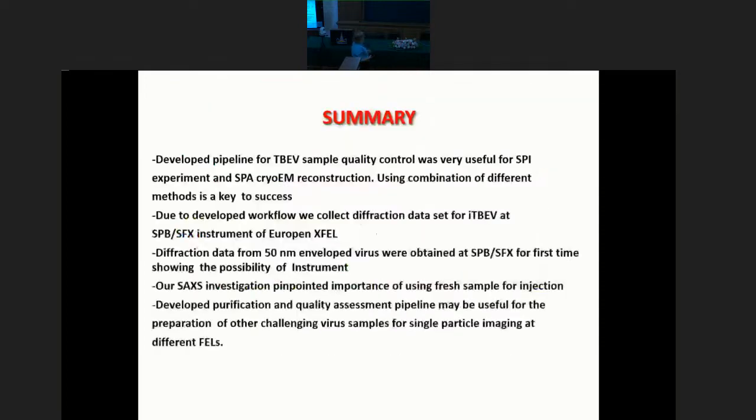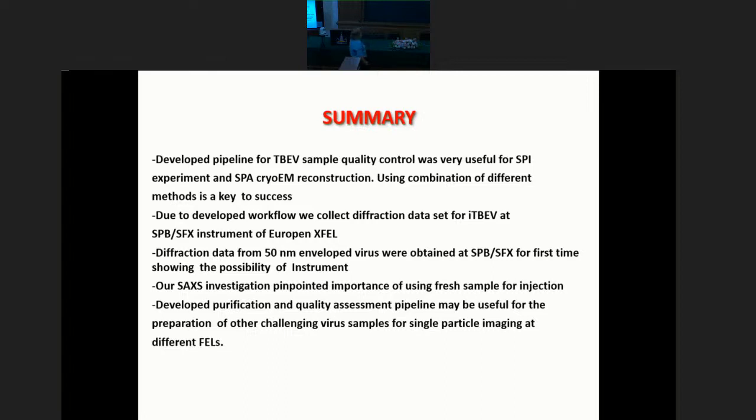And let me summarize the results. So the developed pipeline of tick-borne encephalitis virus sample quality control was very useful both for SPI and SPA experiment reconstruction. So using a combination of different methods is key to success. And now we have the best resolution for tick-borne encephalitis virus.